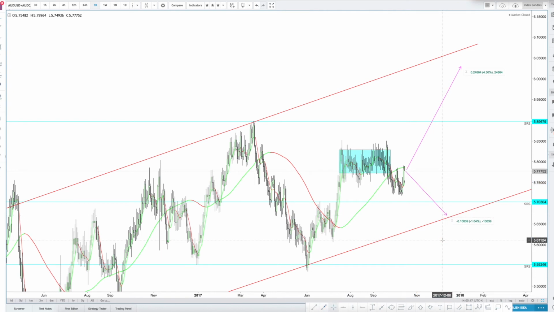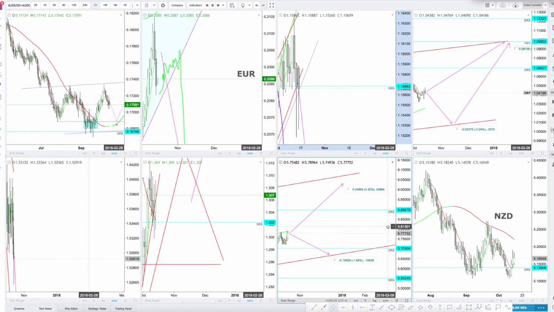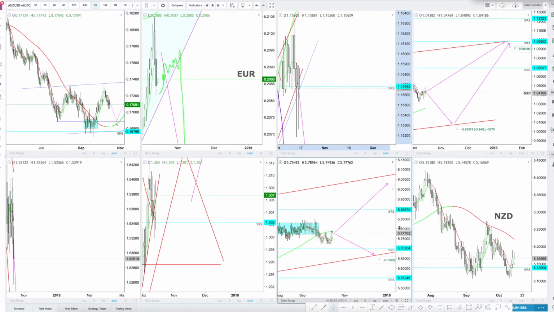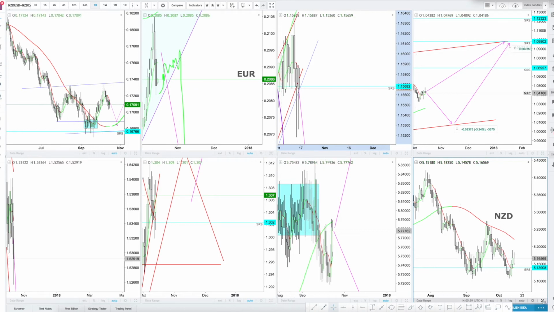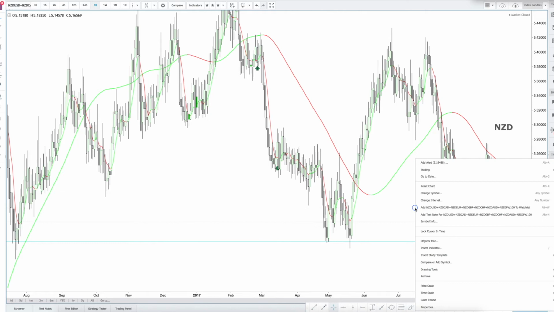So it's too flat for me to make any kind of judgment, so I'm going to skip Australian dollar altogether, at least this week, unless I see something interesting on some of these other cross pairs, and Australian dollar just happens to be in there. But let's just look at New Zealand. Let me remove some of these things for you.